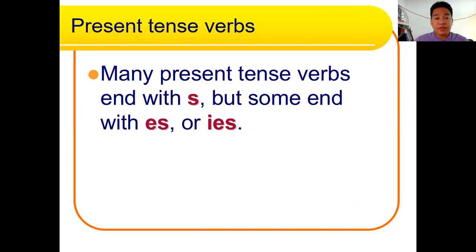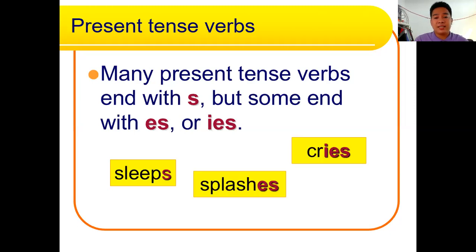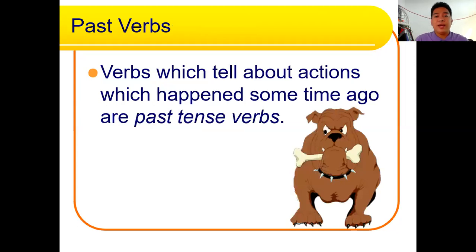So this is the way you identify the present tense of verbs: they end with s, or with es or ies. For example, slips, splashes, cries. Okay, so these are examples of present tense. Okay, in the past verb, verbs which tell about an action that happened a long time ago are past tense verbs.